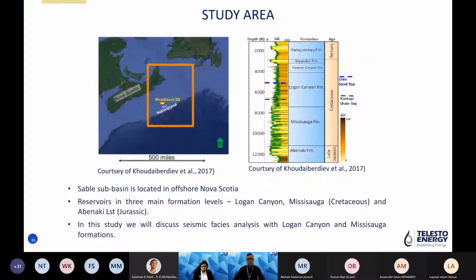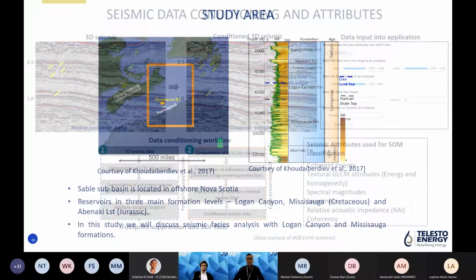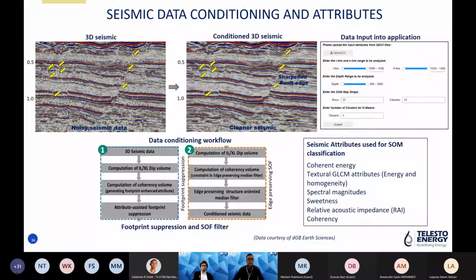So in this case, we have used a case study from offshore Nova Scotia. So there are 3 major reservoirs: Logan Canyon, Mississauga, and Abenaki limestone. So in this case study, we're going to discuss the results that we obtained from the Logan Canyon and Mississauga formations. So this is the data conditioning part. The seismic data is conditioned to provide cleaner data. The workflow is given here.